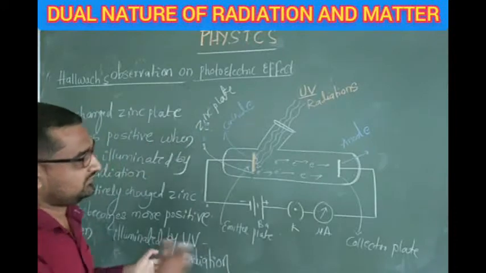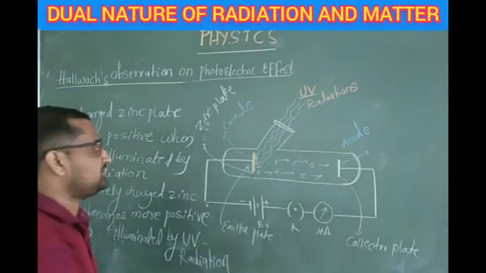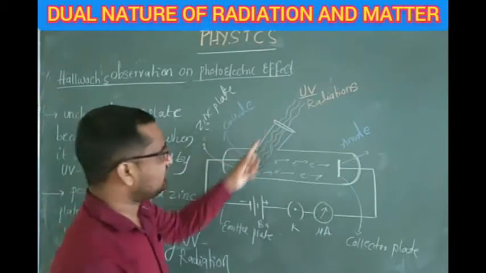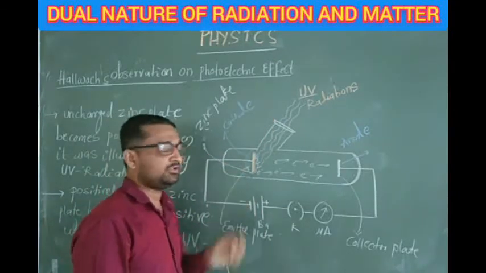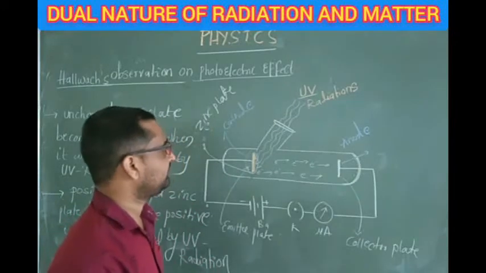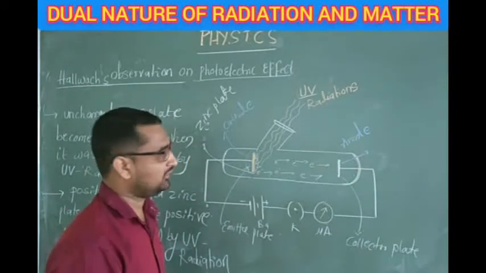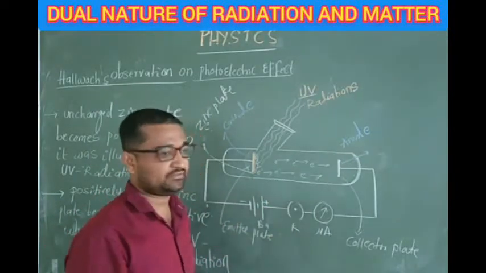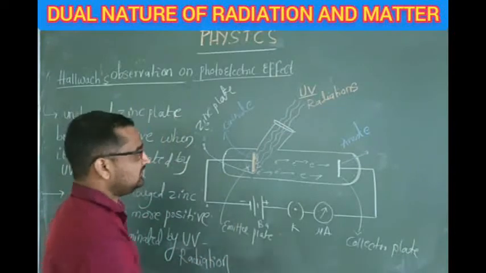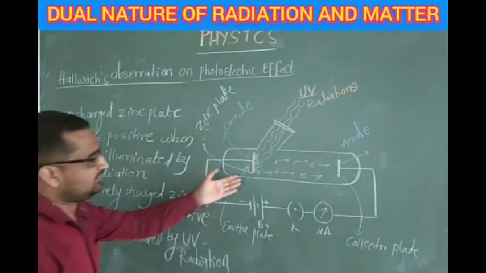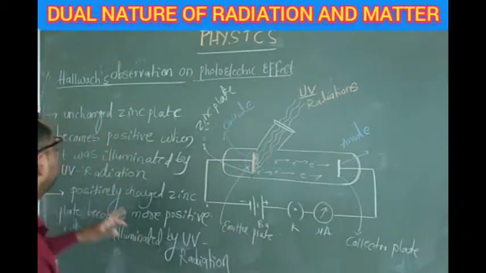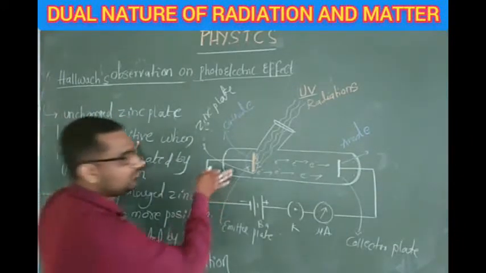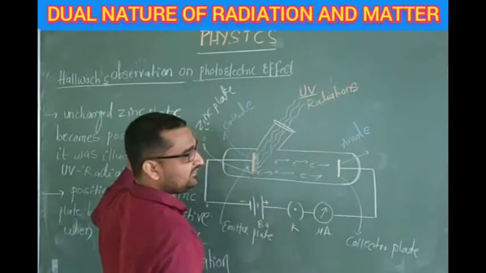Then what happens when UV radiations are illuminated on the zinc plate? What happens to the external circuit, or to the current, or to this zinc plate? When UV radiation is illuminated on the zinc plate, because of the photoelectric effect, these electrons are attracted towards the collector plate and you will get current in the external circuit. But what he observed is that due to the emission of electrons, the uncharged zinc plate becomes positive. When electrons are removed, the material becomes positive.